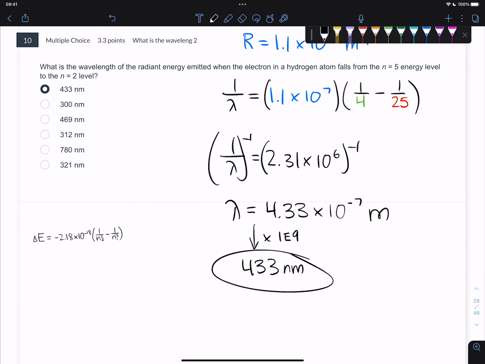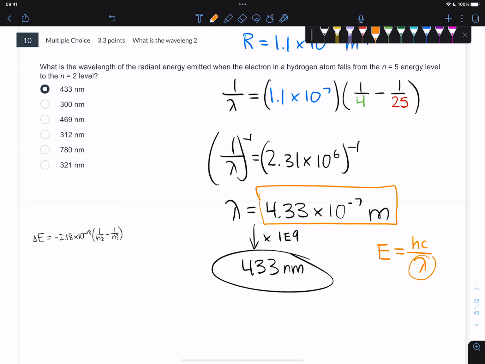Now, theoretically, you could take this wavelength and then plug it in to the equation that relates energy, Planck's constant, speed of light, and wavelength. So if you plug this into here, you could get the change in energy if you wanted to. That's just the way the math works, but you don't have to.